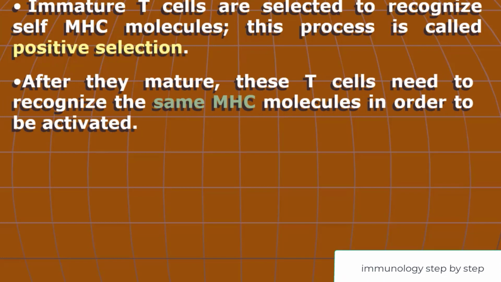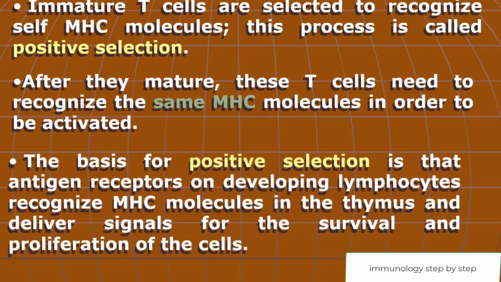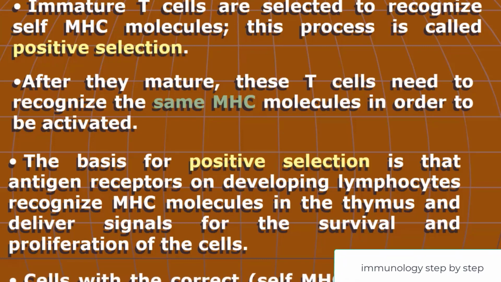After they mature, these T cells need to recognize the same major histocompatibility molecule in order to be activated. The basis for positive selection is that antigen receptors on developing lymphocytes recognize major histocompatibility molecules in the thymus and deliver signals for the survival and proliferation of these cells. Cells with correct self-MHC restricted antigen receptors complete the maturation process.